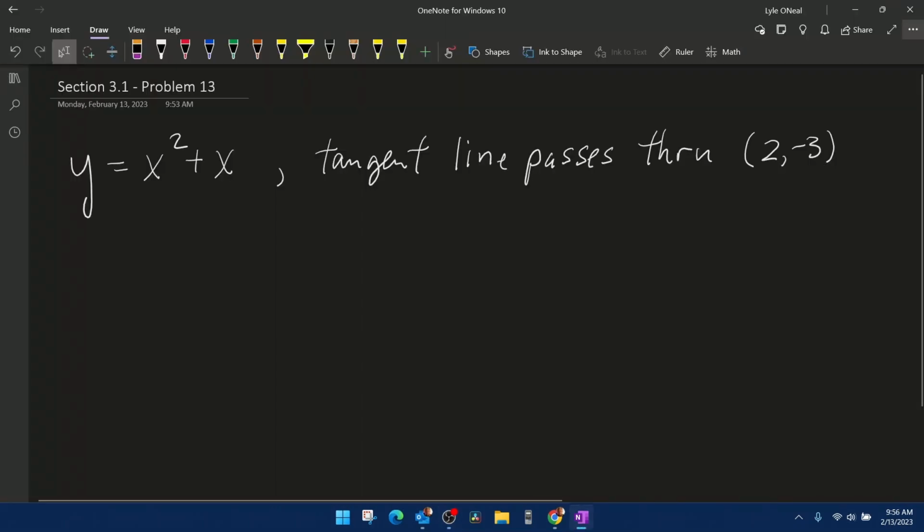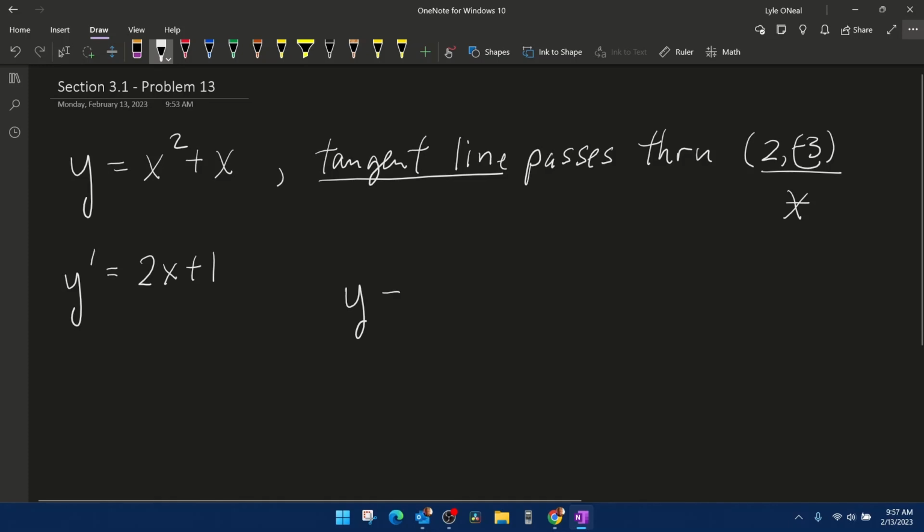So here's the thought process. We know that our tangent line has to pass through this point, and in order to write the equation of a line using the point slope form, you need a point, which we have, and the slope, which we can find by taking the derivative of our function. And since we're in chapter 3, I'm going to go ahead and use the power rule to find the derivative of this quadratic. That's going to give us 2x plus 1. Remember, the derivative is the slope of the tangent. And so now we can plug into the point slope form.